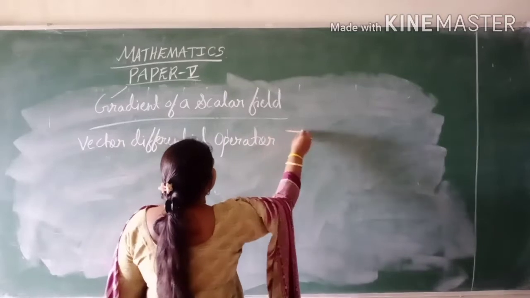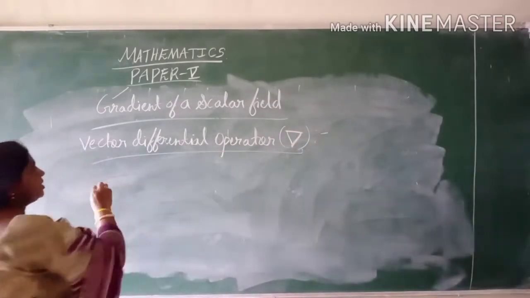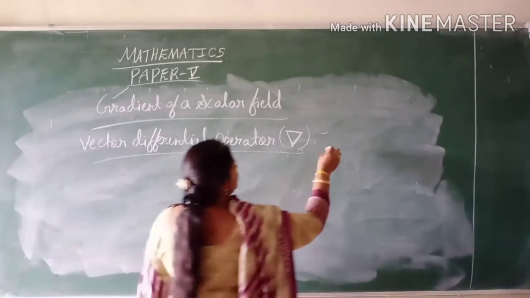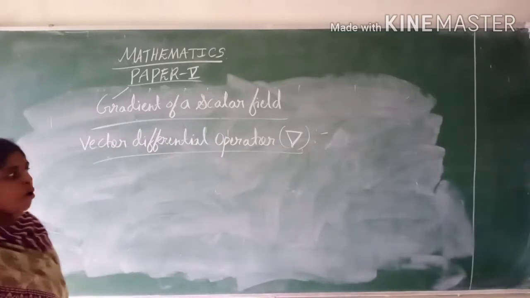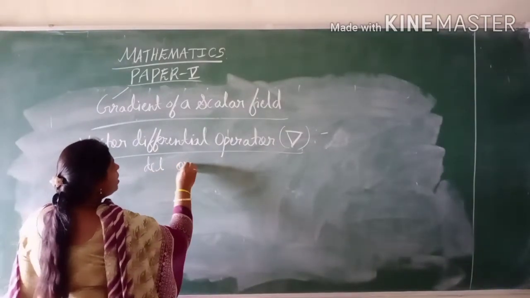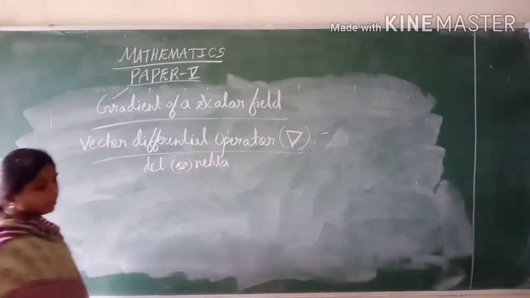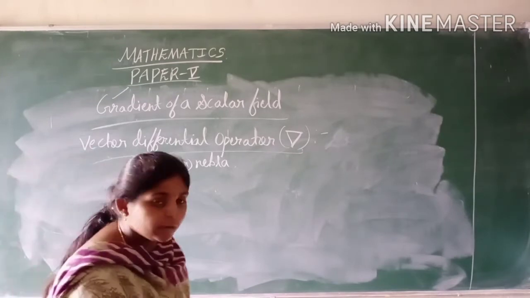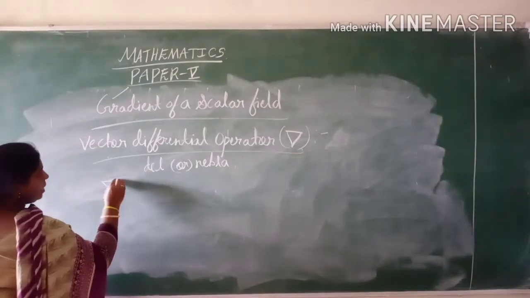Del. Sorry, del. Here, delta means you write it like this. If you write it like this, reversed, that is called del. How to read this: del, or nabla. This is an operator. How to read the del or nabla? How to define the del?